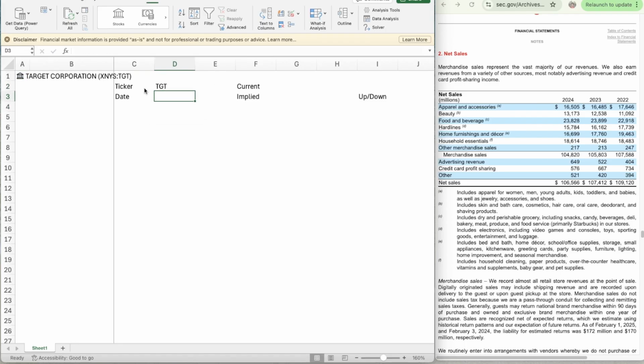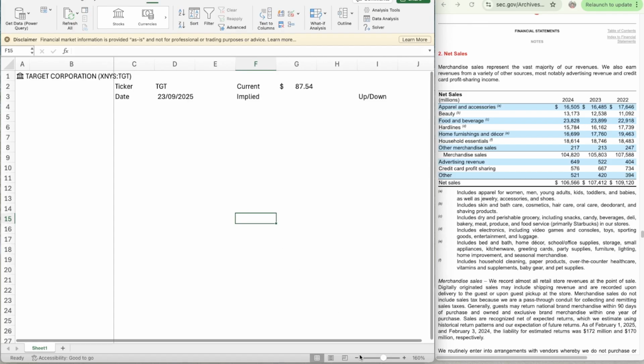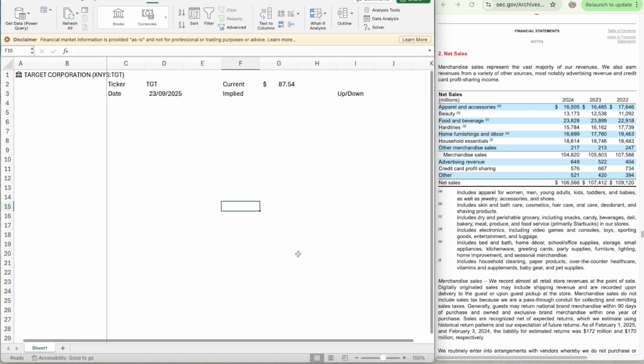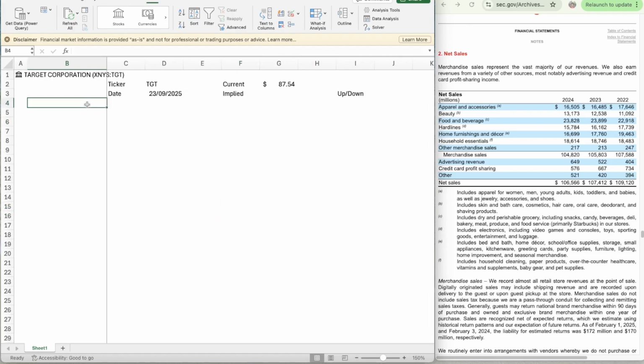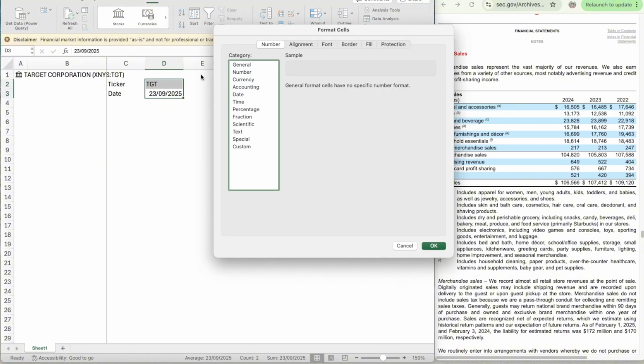The date today is the 23rd of September 2025. The current price equals A1 dot, open the parentheses. Okay, looks good. Let's do a bit of formatting.